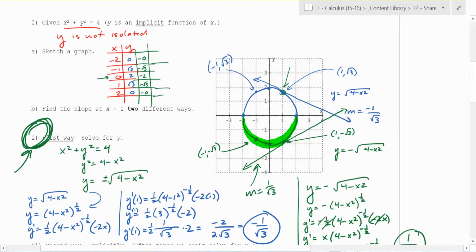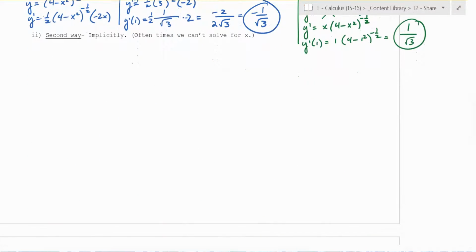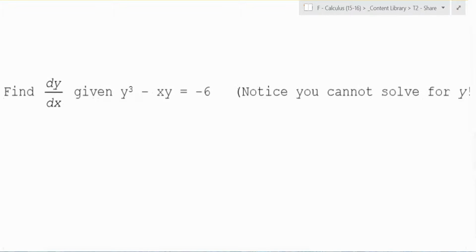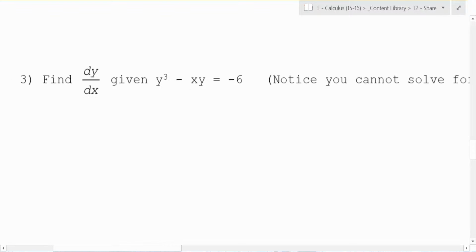What do I mean by that? It could look like this instead: y cubed minus xy minus 6. That's a cubic. Do you have any real good way of solving for y right there? No. There's no good way to solve for y. So the key is sometimes you can't solve for y, and that's what we're going to learn how to deal with right now. It's called implicit differentiation.